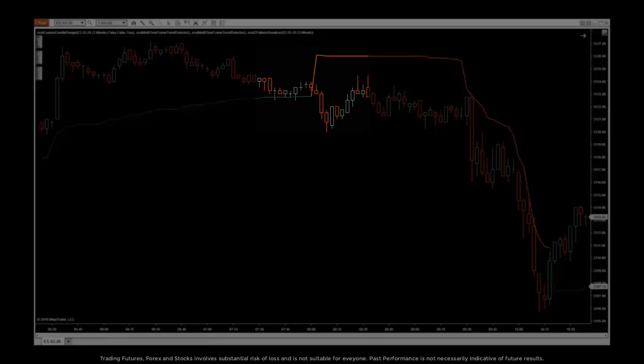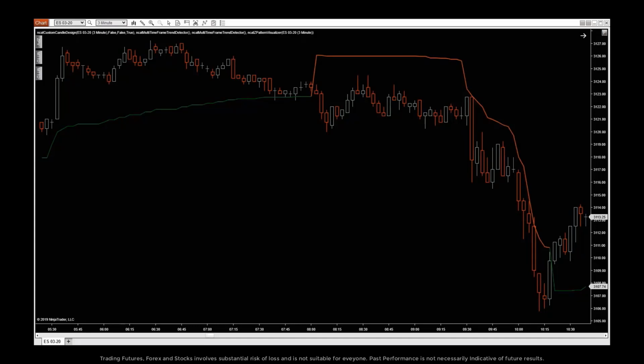So here you see that the multi-time frame trend detector is going from green to red. That means from here on out, you want to search for trading opportunities in the short direction. What do you do? That's right. You simply activate the Z pattern visualizer and draw the Z pattern from the most recent high to the most recent low at that point in time right here.